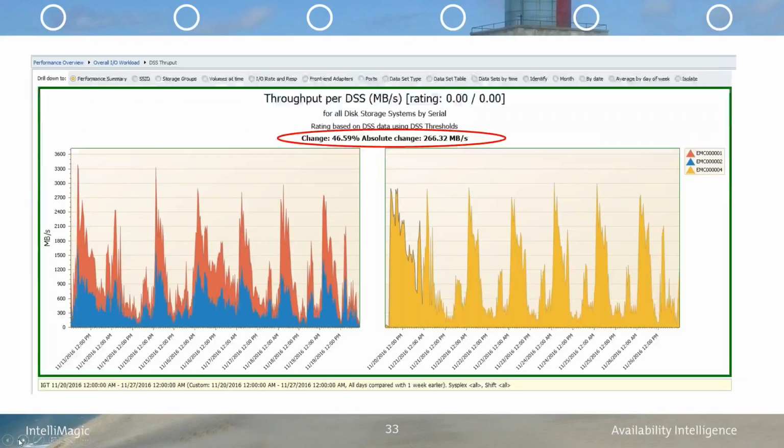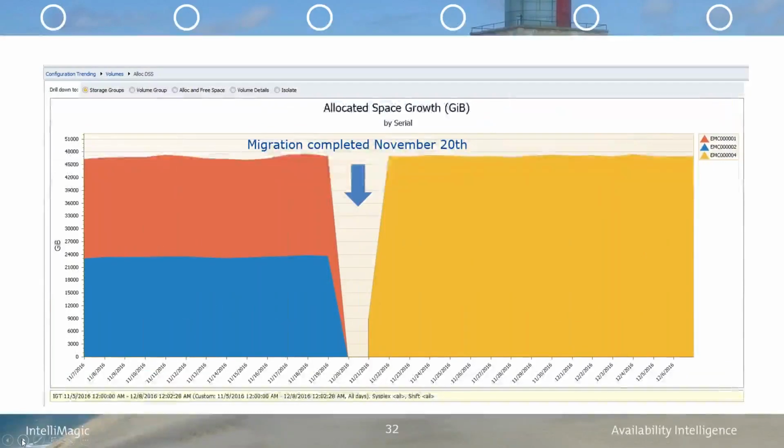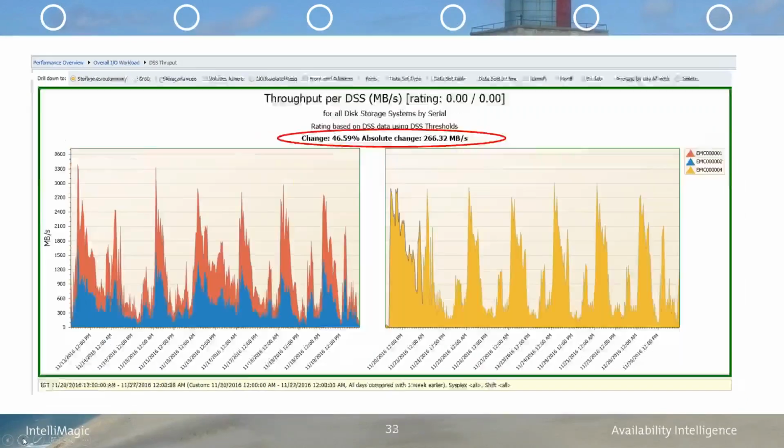And you can see that the sum of the allocated capacity on the 2 existing boxes is about the same as the allocated capacity in the new box. Advance the slide, please. Next slide.